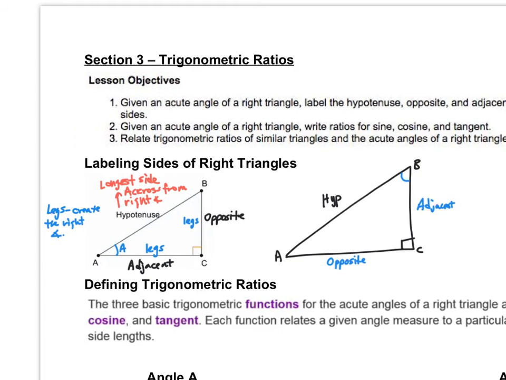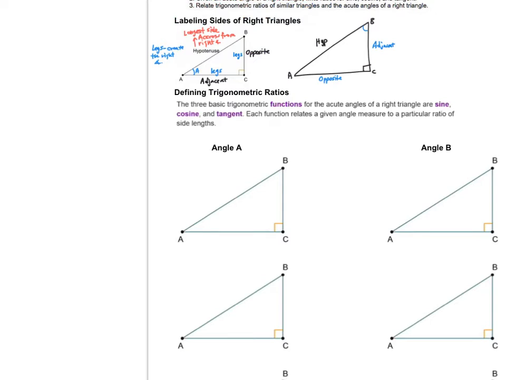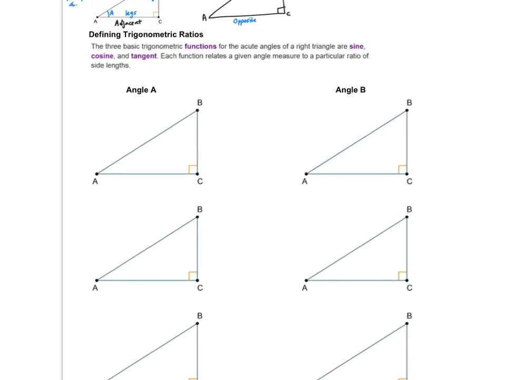So notice, in this triangle we were talking about angle A. This is always going to be the hypotenuse. This is my opposite side, and this is my adjacent side, given angle A. Over here, talking about angle B, this is my opposite side and this is my adjacent side.